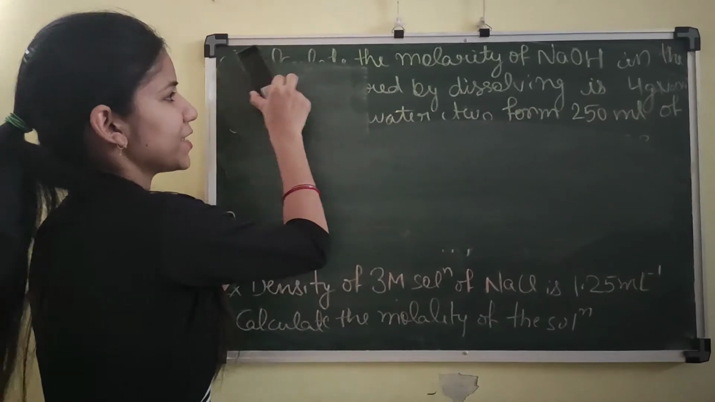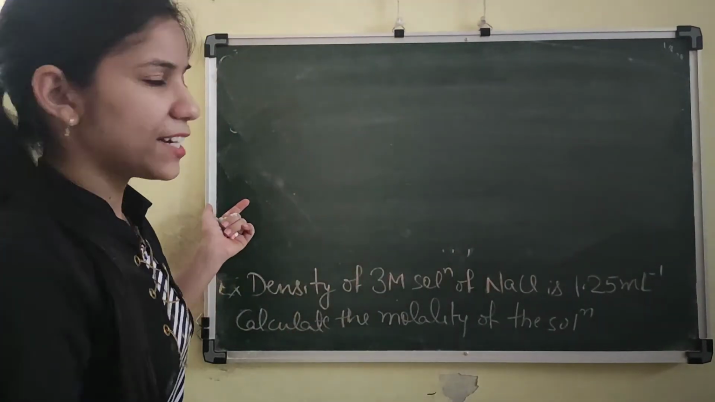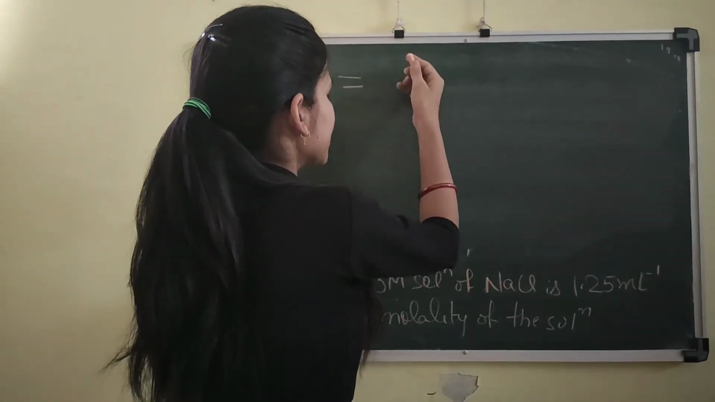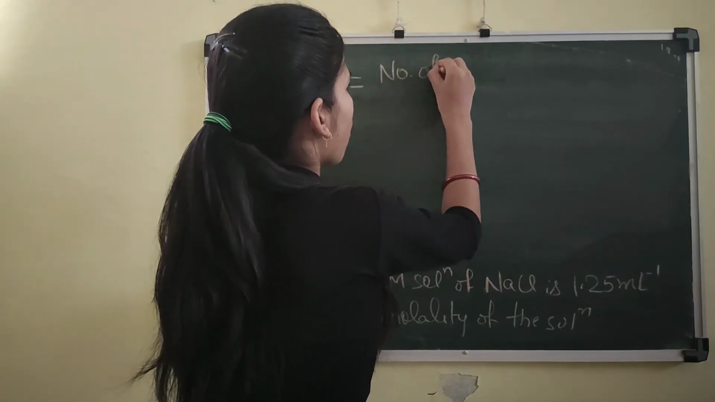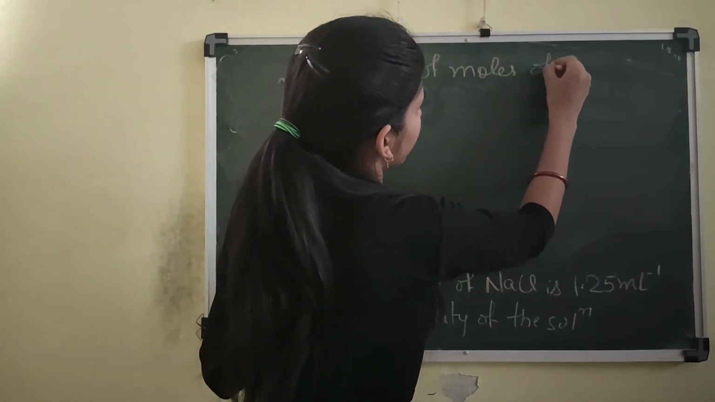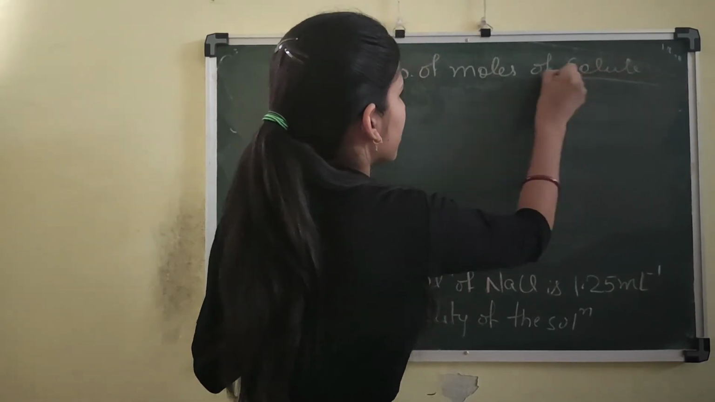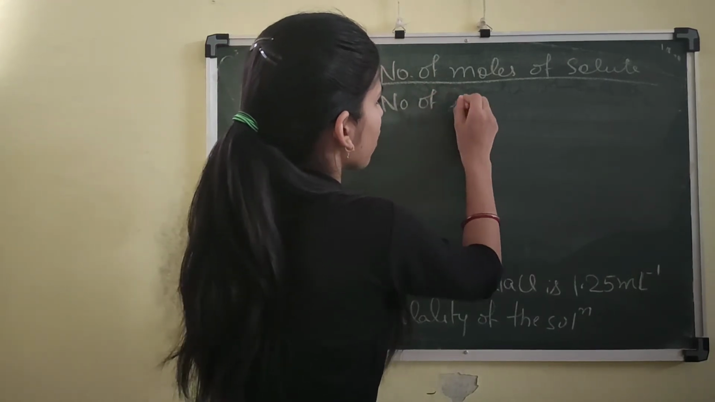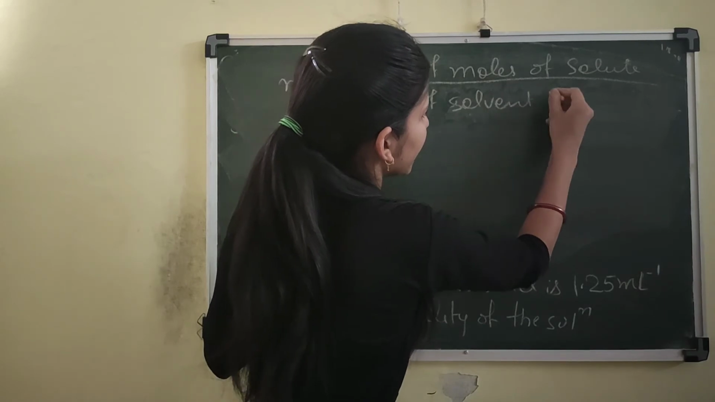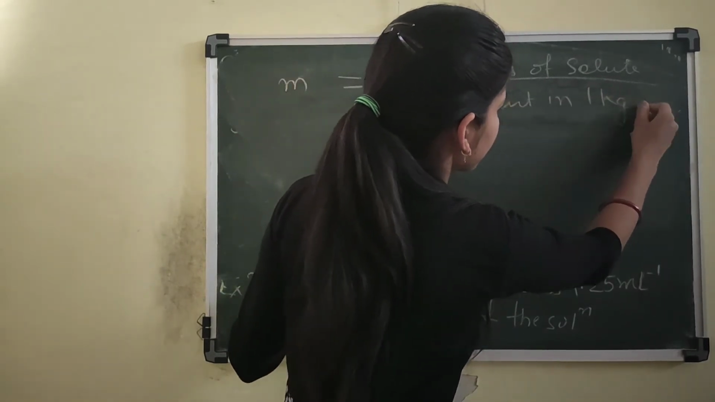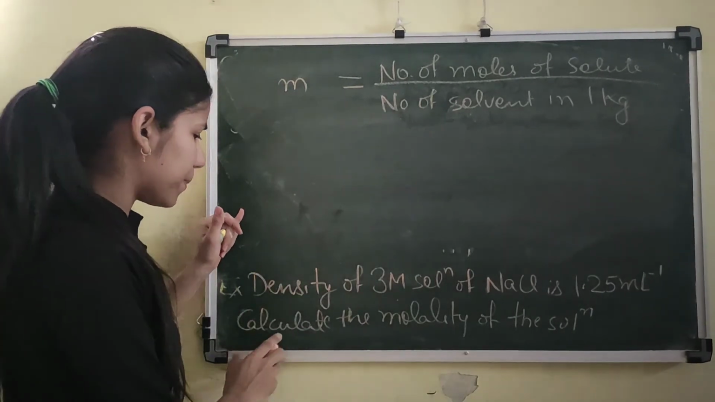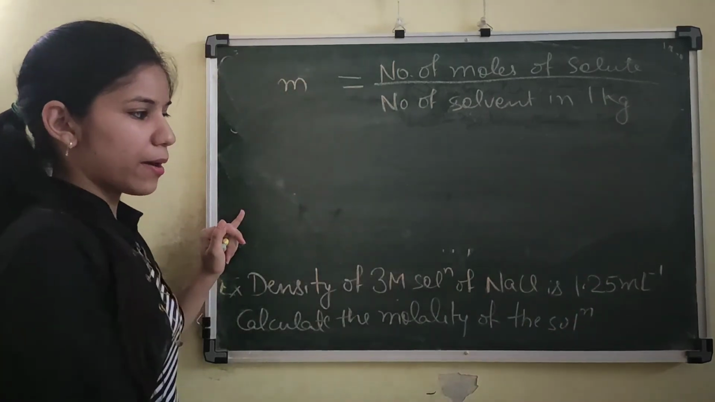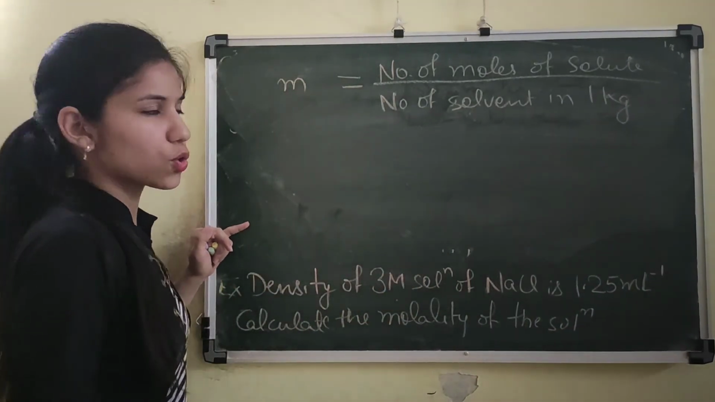Now we move on to molality. So what is molality? Molality, whose symbol is small m, is given by the number of moles of solute divided by the mass of solvent in 1 kg. Now we solve this example. The density of a 3 m solution of NaCl is 1.25 gram per ml. Calculate the molarity of the solution.